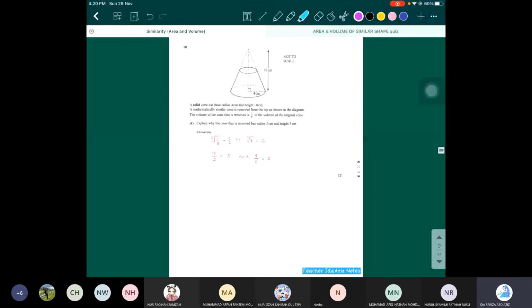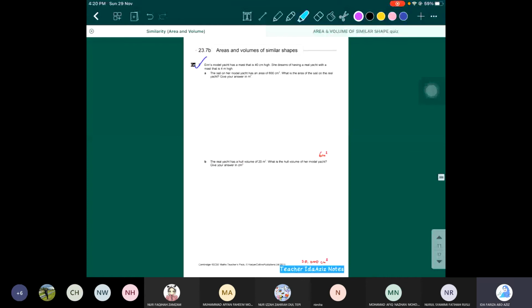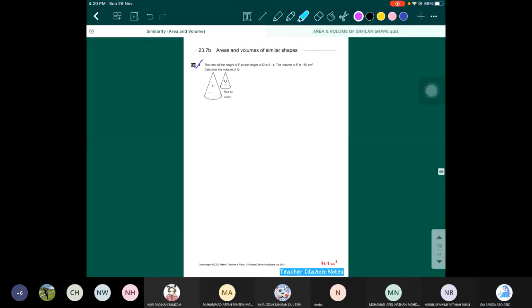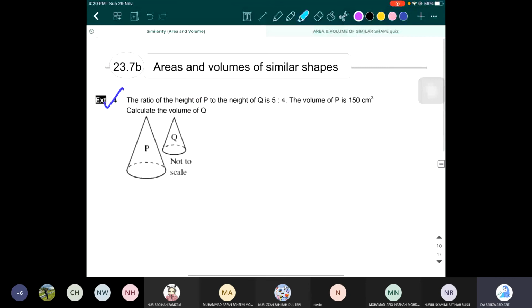Okay. I will skip this one. Let's go into this example instead. Okay, this is from your Collins textbook.